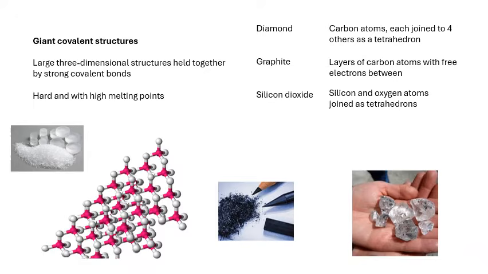Graphite is also carbon, but that's layers of carbon atoms which can actually slide over each other. Graphite, it's the stuff in your pencil. And when you use a pencil, you're wiping off these layers of carbon atoms. And there's free electrons in between them, which means graphite is actually a good conductor. Another one is silicon dioxide, which is silicon and oxygen atoms. And again, that's tetrahedral as well.